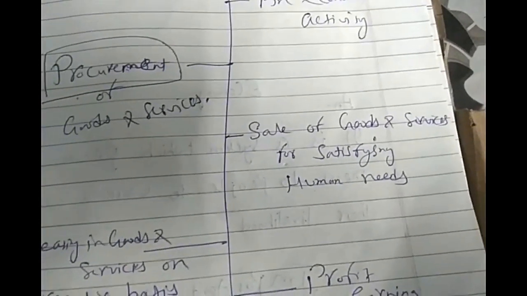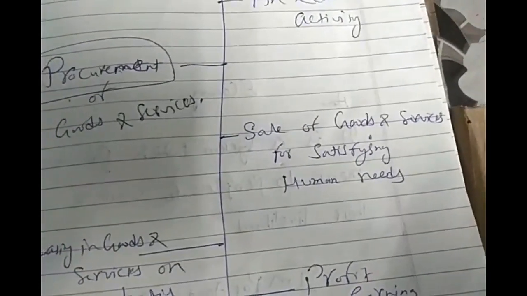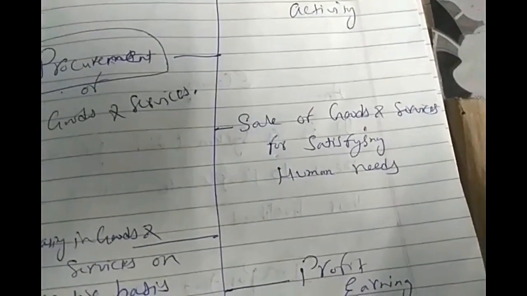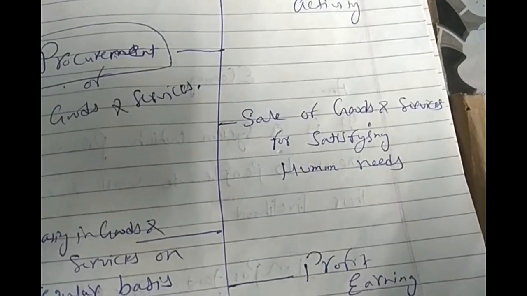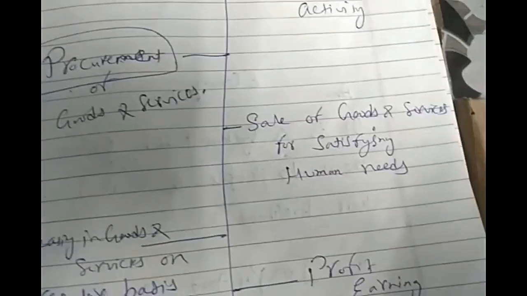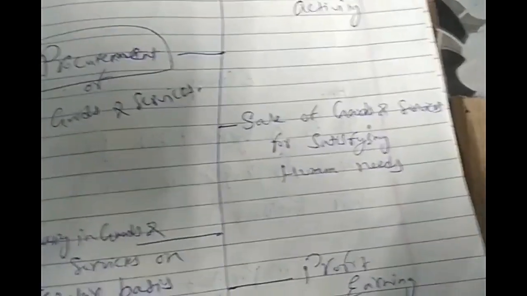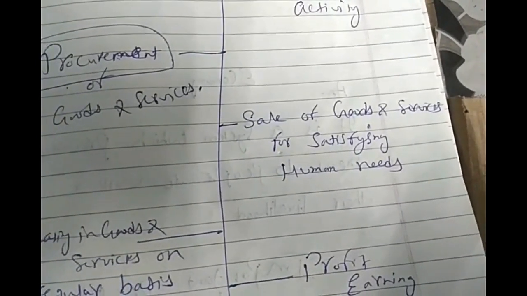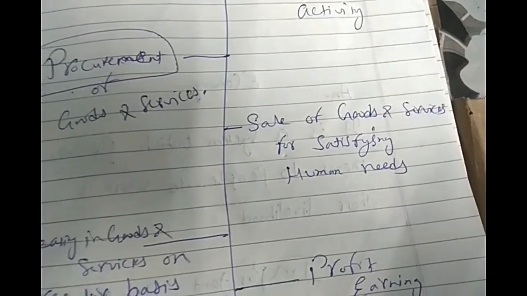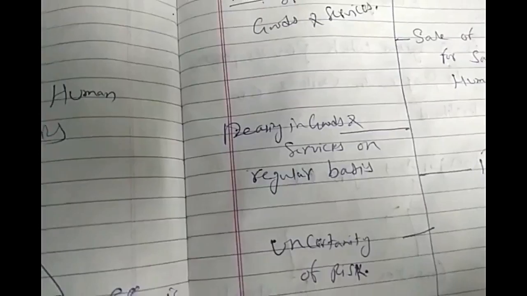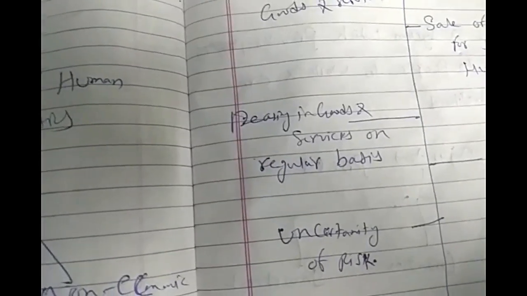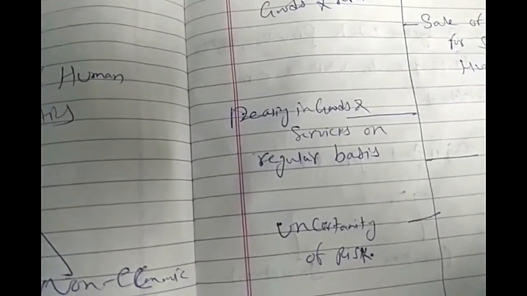As human wants and needs are unlimited, for satisfying these needs they have to purchase goods. Businesses sell these goods and services for satisfying the human needs and wants of the customer against exchange of money. That is clear to everyone. Next, I am going to make you understand dealing in goods and services on regular basis.